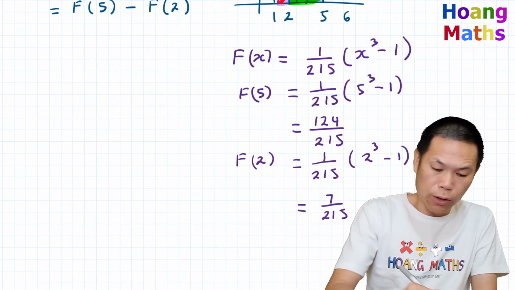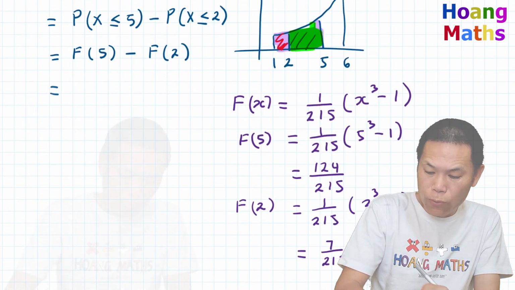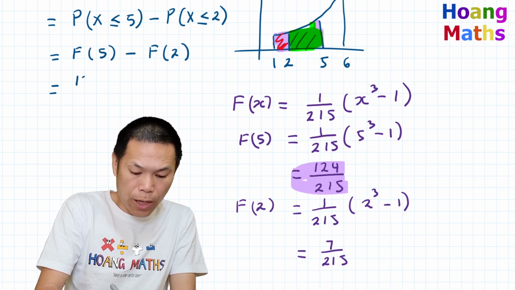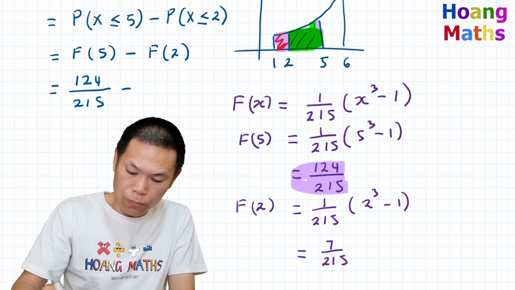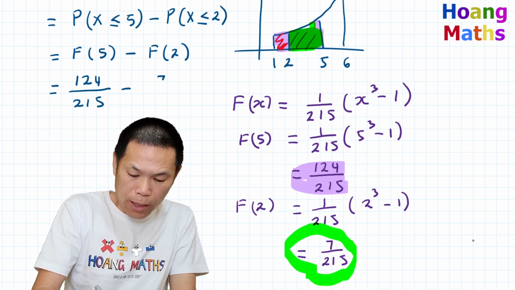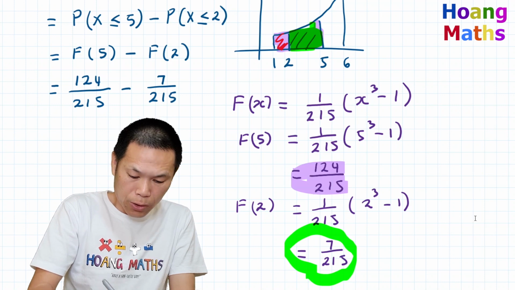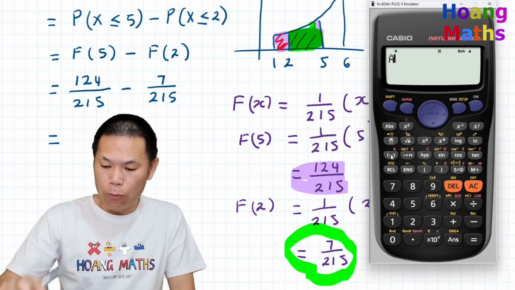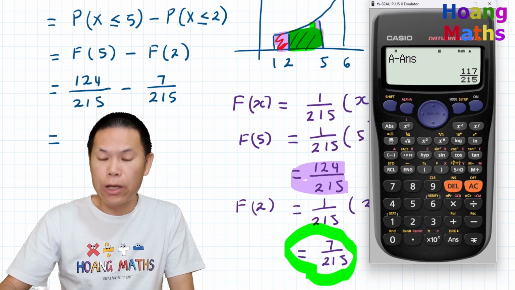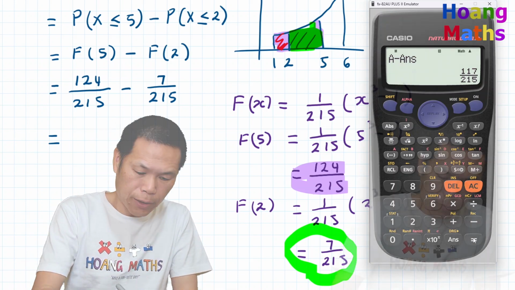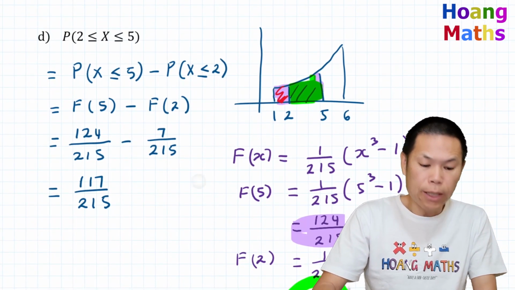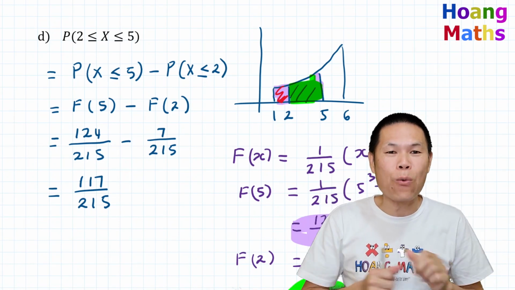Now I just work this out. F of 5 is 124 over 215, minus F of 2, which is 7 over 215. I put it on the calculator: alpha A, minus the last one we did, that is answer. So there you go, 117 over 215. That is the probability between 2 and 5. And thank you so much for watching. Bye.